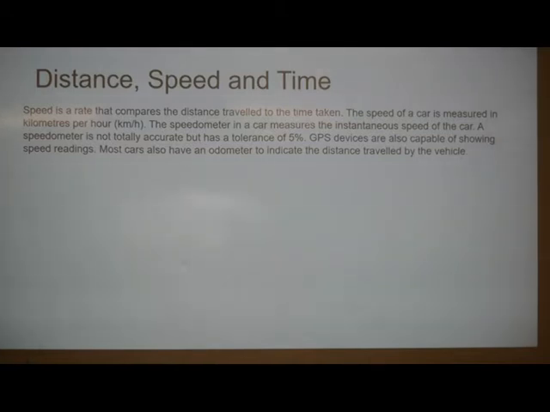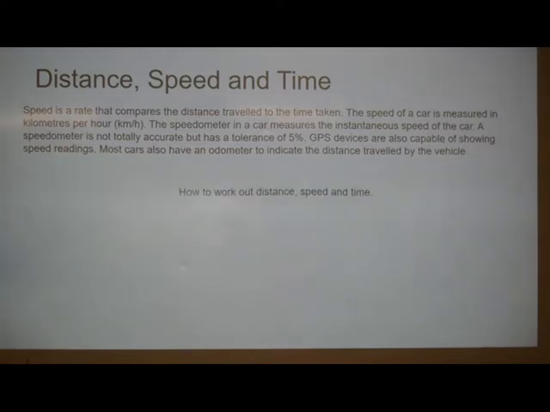We've got pretty good speedometers these days. The digital speedometers in cars are pretty good. But they're still not totally accurate. They used to have a tolerance of plus or minus 10%. They've improved on that a little bit. And GPS devices are pretty good as well. Most GPS devices are pretty good. So that's pretty much just about speed.